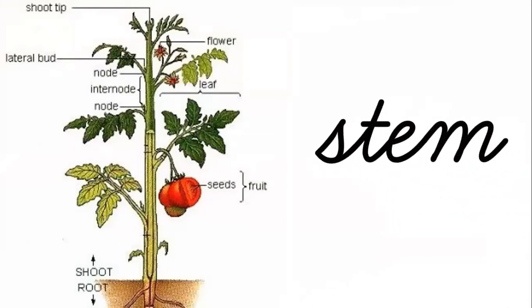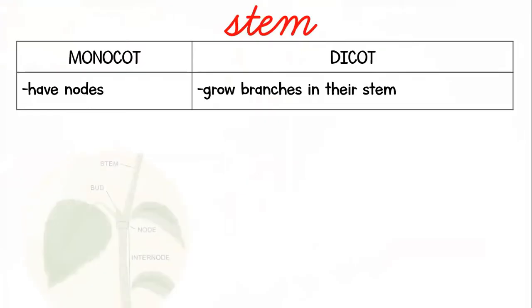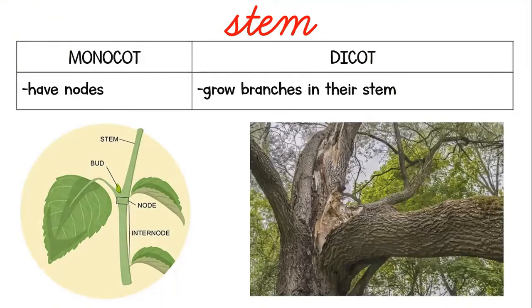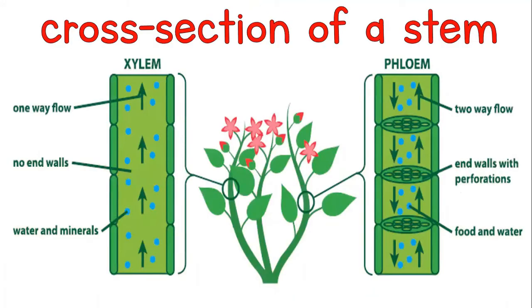Move on to the next part. We have the stem. Monocots have nodes, while dicots grow branches in their stem. Now here's a cross section of a stem. A stem has a system of tubes called xylem, through which water is transported from the roots to the upper parts of the plant. A stem also has a system of tubes through which food may move toward the lower part of the plant, and this system of tubes is called phloem.